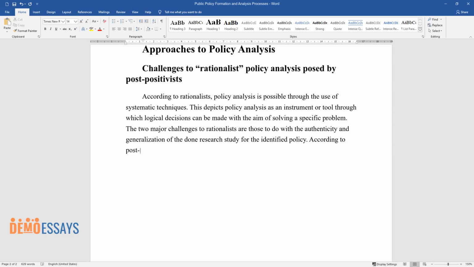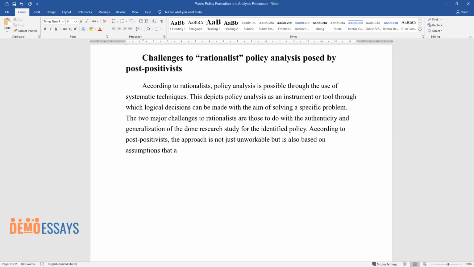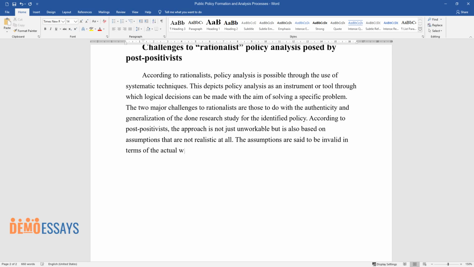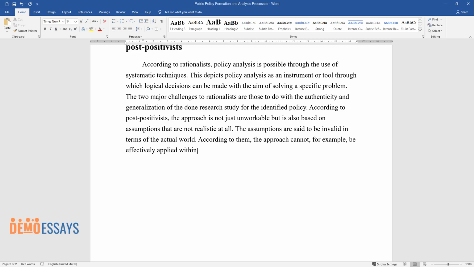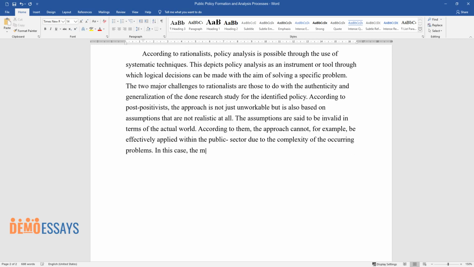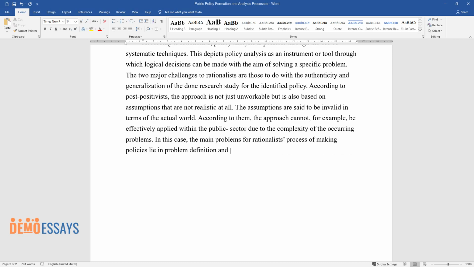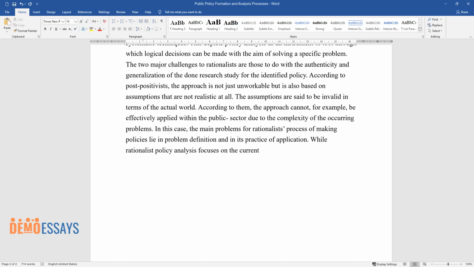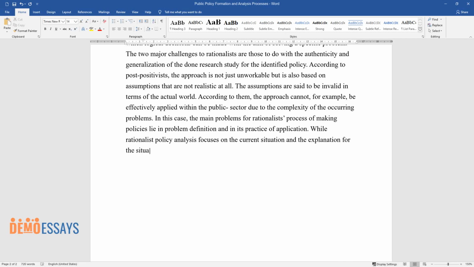According to post-positivists, the approach is not just unworkable but is also based on assumptions that are not realistic at all. The assumptions are said to be invalid in terms of the actual world. According to them, the approach cannot, for example, be effectively applied within the public sector due to the complexity of the occurring problems. In this case, the main problems for rationalists' process of making policies lie in problem definition and in its practice of application. While rationalist policy analysis focuses on the current situation and the explanation for the situation, post-positivism focuses on solutions that can address the situation.